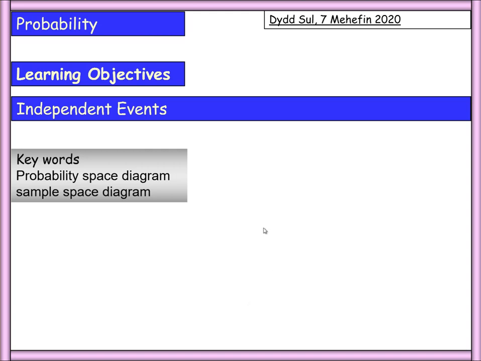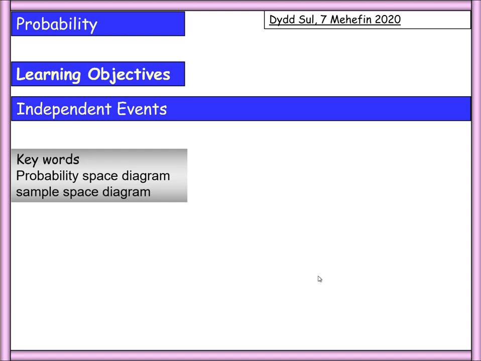Morning all. Today we're going to look at the probability of independent events. So as usual, I want you to write the headings down, keywords and the dates in Welsh underline. So click pause until you're ready to move on and then click play again.